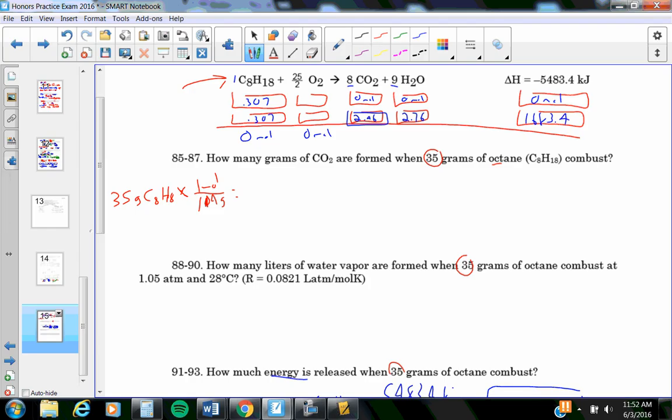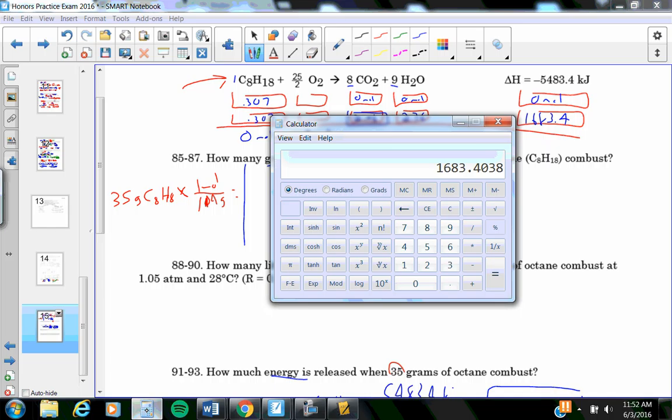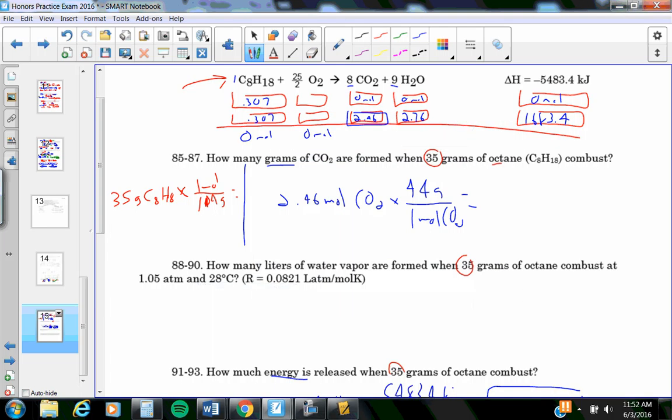How about the one about carbon dioxide? They want to know how many grams of carbon dioxide are formed. Well, we know that we're going to get 2.46 moles of carbon dioxide, and 1 mole of CO2 is 44 grams. 2.46 times 44 equals 108.24 grams carbon dioxide. Number, unit, label.